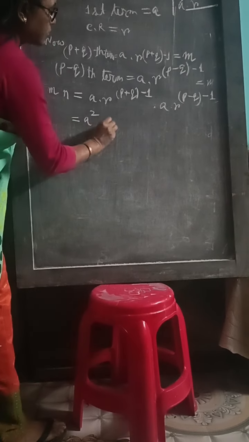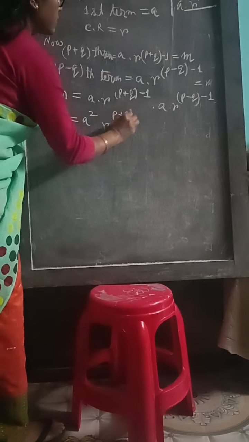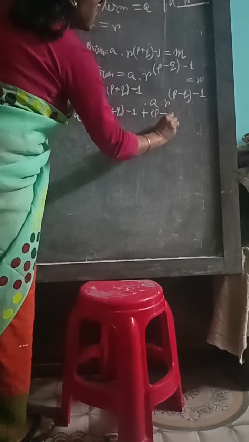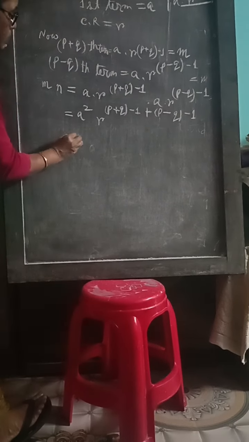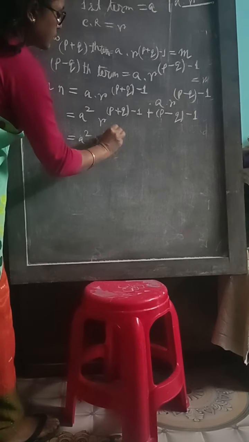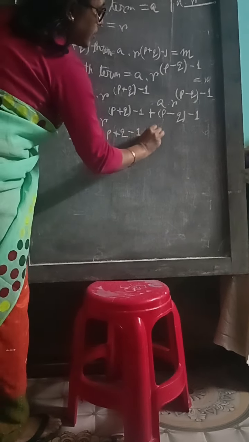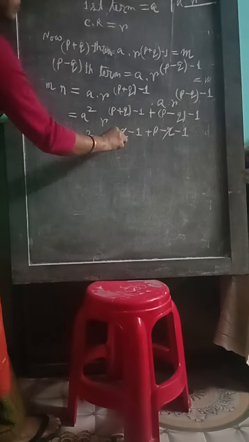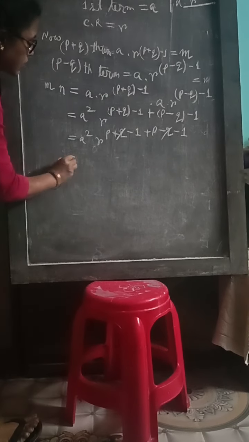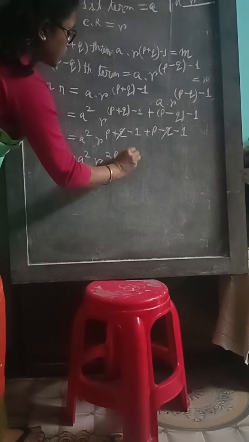Understand this? And add, the base is the same: r to the power p plus q minus 1 plus p minus q minus 1. So a square, a square r to the power p plus q minus 1 plus p minus q minus 1. Plus q minus q cancel. P plus p twice p, minus 1 minus 1 equal to minus 2, equal to a square r to the power twice p minus 2.